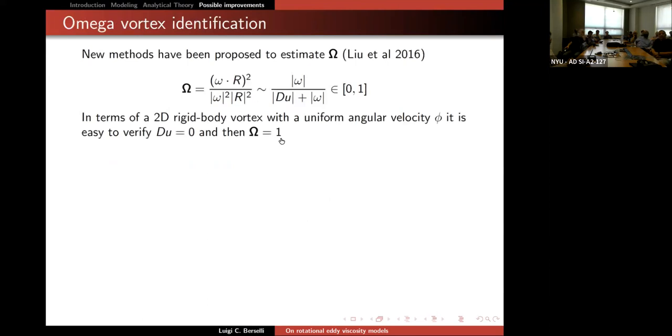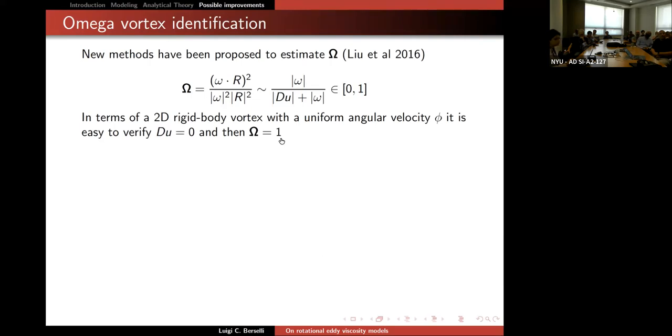So a way to overcome this problem, which has been proposed recently by Liu and co-workers, is that this object, which is the indication of the rotation and is a number between 0 and 1, should be approximated as the vorticity divided by the deformation plus the vorticity, modulus the Frobenius norm of both of them. You see that this is a number between 0 and 1. When omega is 0, this number is 0. And when omega becomes extremely large, infinite, this goes towards 1.